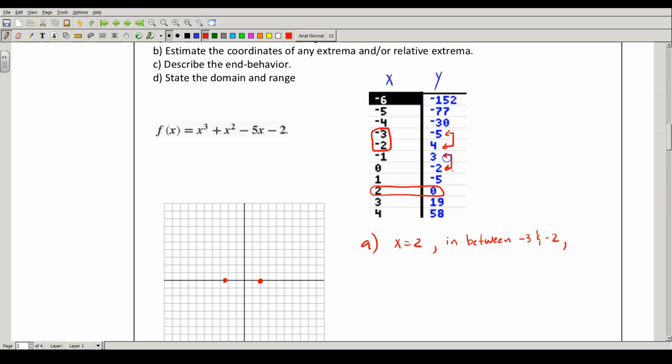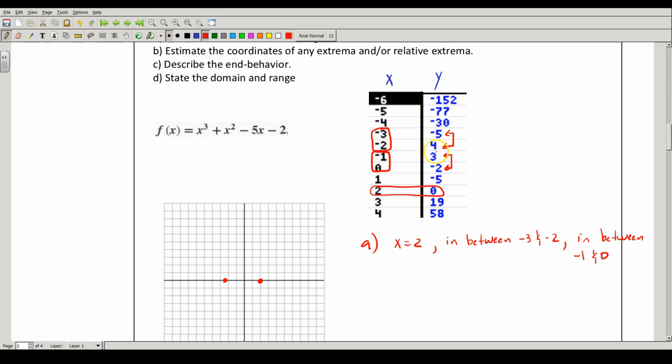And then we continue looking here and see that there is another change right here, we go from positive to negative again. So these two values in between -1 and 0, there's another one, right?